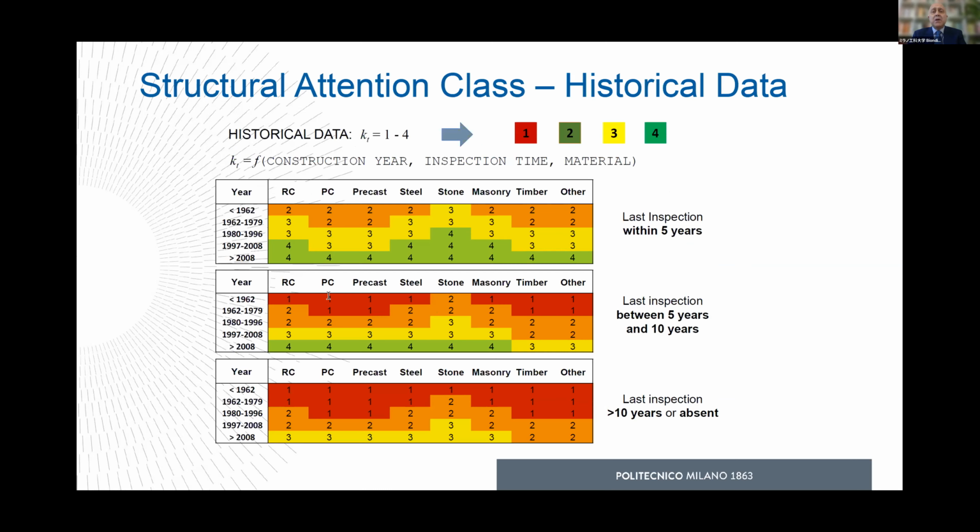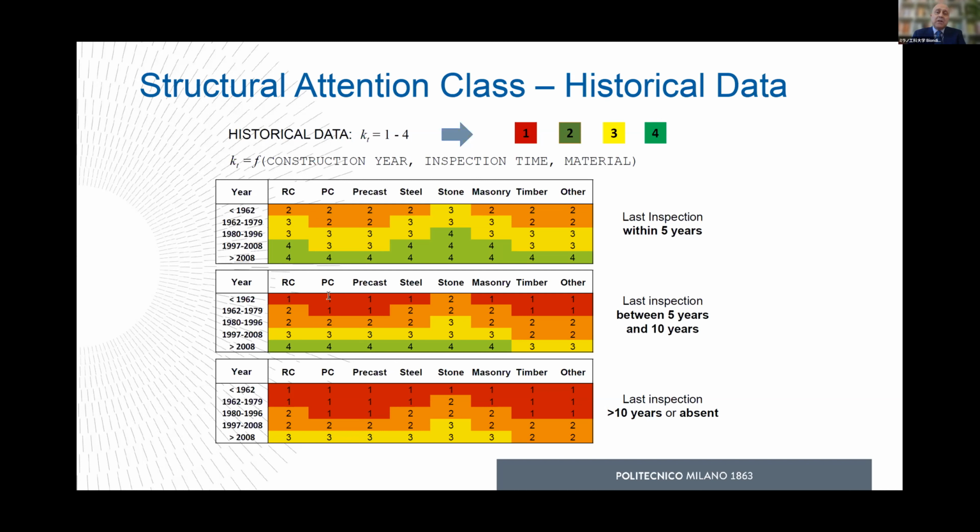Information related to damage is combined, as mentioned, with historical information related to breach age and time interval since the last inspection, taking into account also the type of material. This is based on these three aggregation matrices, each one associated with different time intervals since the last inspection.